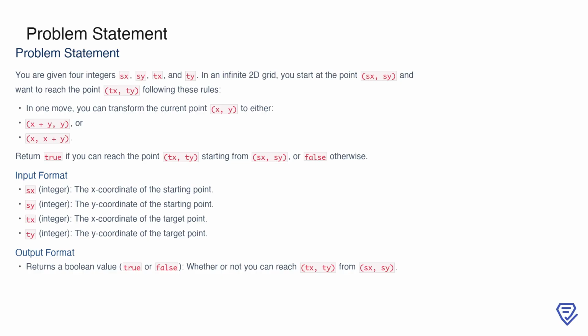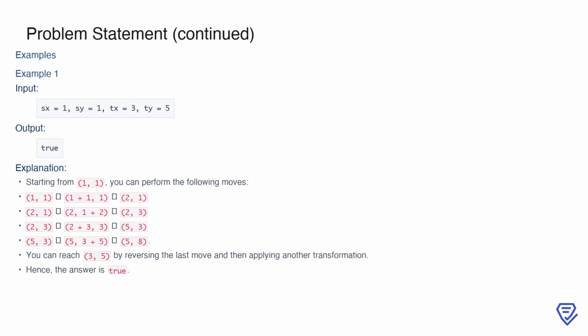The function should return true if reaching the target is possible, and false otherwise. The inputs provided are integers representing the coordinates of the starting and target points, and the output is a Boolean value indicating whether the target can be reached. To illustrate this problem, let's look at the first example. Here, the starting point is 1, 1, and the target point is 3, 5. Following the transformation rules, we can perform the following series of moves.